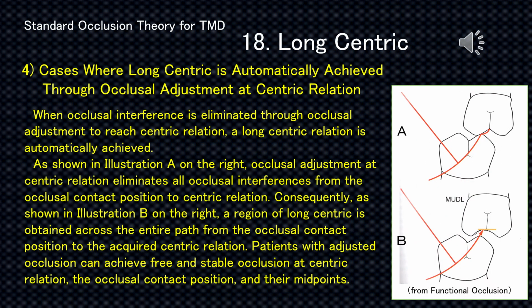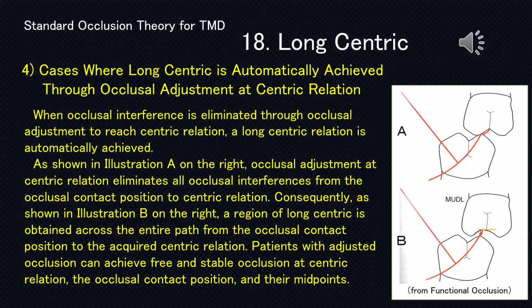4. Cases where long centric is automatically achieved through occlusal adjustment at centric relation. When occlusal interference is eliminated through occlusal adjustment to reach centric relation, a long centric relation is automatically achieved. As shown in illustration A on the right, occlusal adjustment at centric relation eliminates all occlusal interferences from the occlusal contact position to centric relation.